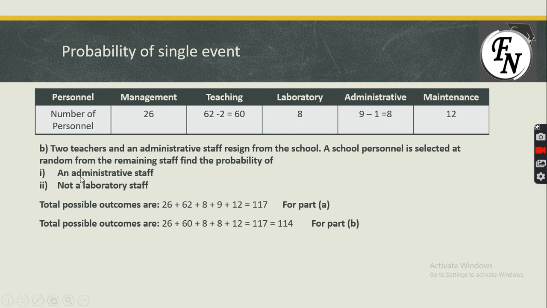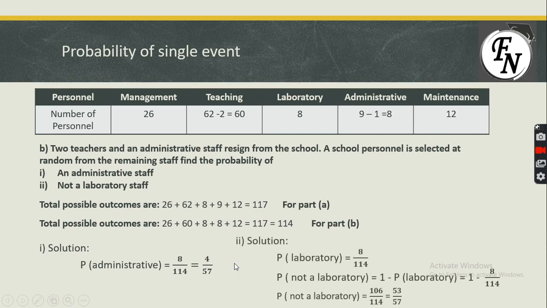When I talk about the probability of getting an admin staff now, admin staff is 8 out of 114. So the probability of administrative staff is 8 over 114, and this is cancelled to 4 over 57. When I talk about the laboratory staff, we need to obtain not a laboratory staff. That means we could obtain the probability of every other staff other than the laboratory staff, but that would be a very long process. So we can calculate the probability of laboratory staff first, and subtract it from 1, that is 100% of the value.